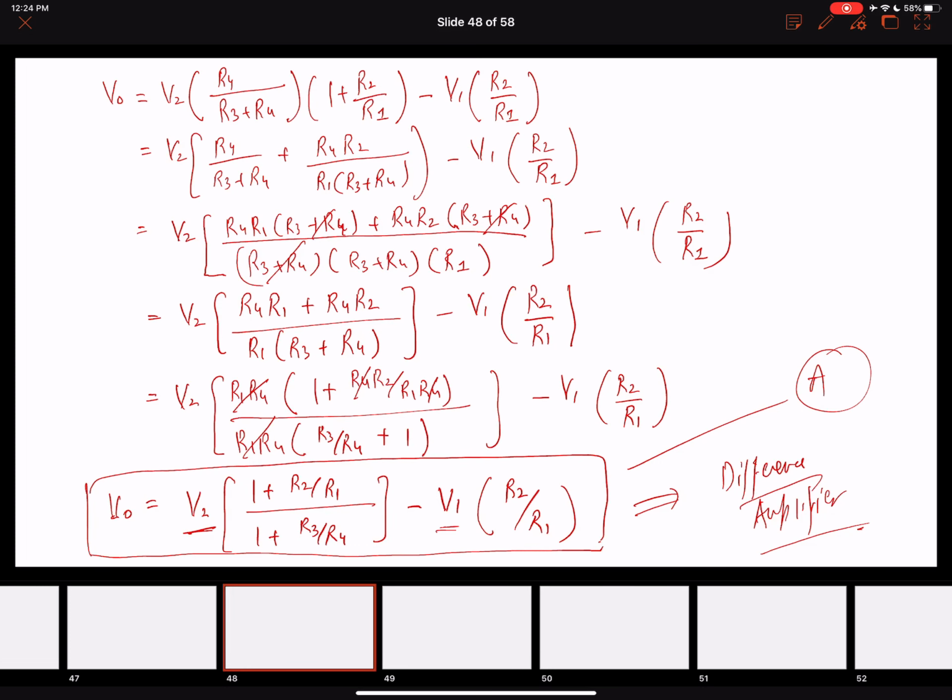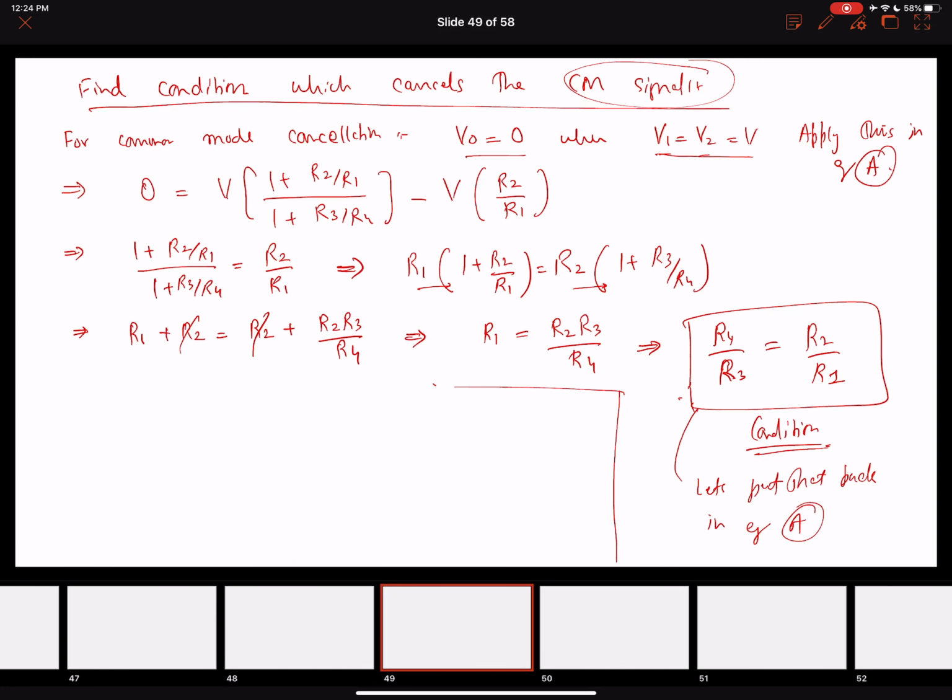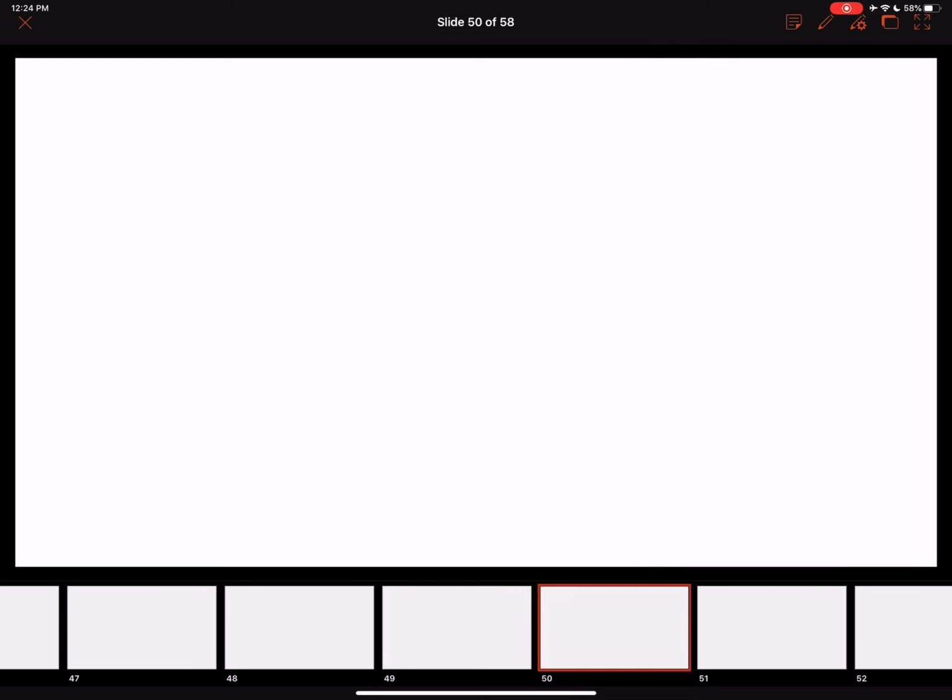Our equation A was this. So if I put this condition back in the equation A, my equation will become, okay, let me do that on the next page actually. V naught equals V2 into 1 plus R2 over R1 over 1 plus, initially it was R3 over R4, and now I know that R4 over R3 equals R2 over R1. So it will be R1 over R2 minus V1 R2 over R1.